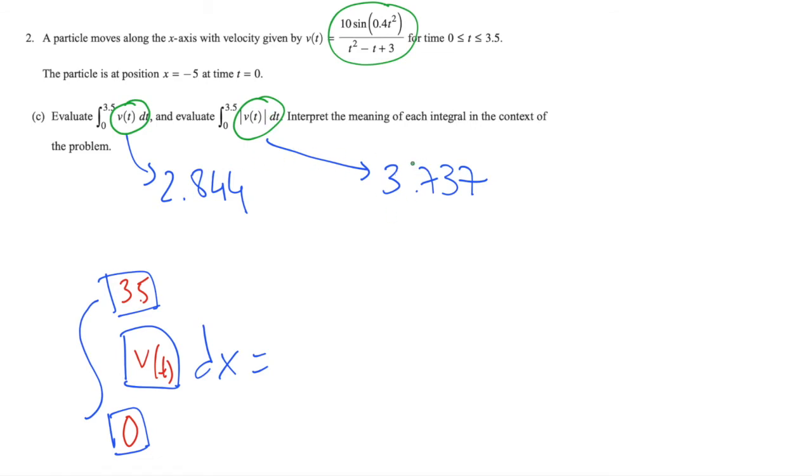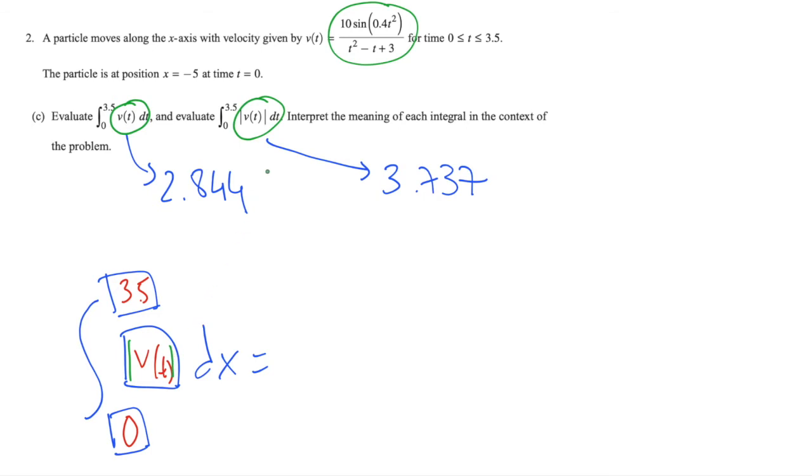In 3.737, the calculator only took the positive values of velocity, but in the other one, it took also the negative values of velocity. That's the meaning of absolute value. Absolute value is just taking the positive values. By the way, absolute value is also something that you can find in the calculator. You can find these two lines.